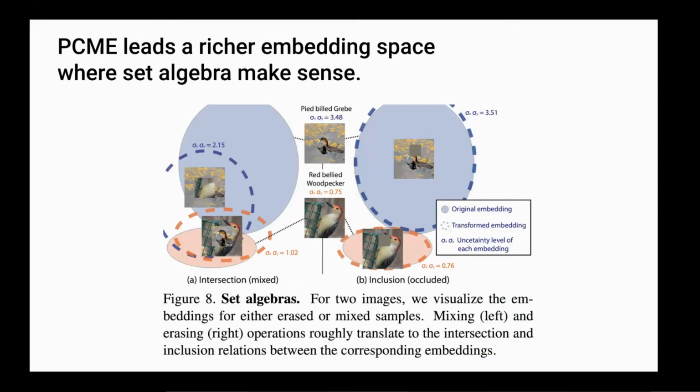So this PMRP embedding learns a richer embedding space where the set algebra makes sense. Here we tested two kinds of set algebra. The first one is mixing, so we tested intersection. This is the given images. When we mix two images, the embedding is placed between the two embeddings, while the embedding intersects with the previous images. And also, when we do some occlusion of the given image, the embedding becomes slightly larger than the original image, as shown here.